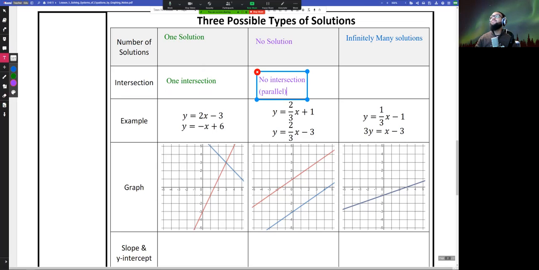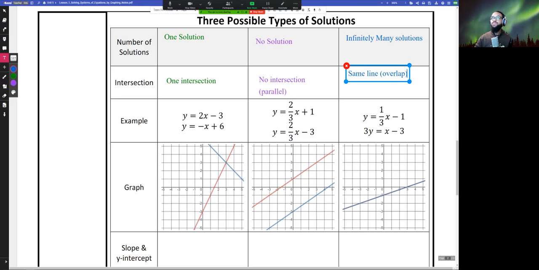And then if we have infinitely many solutions, if we've got one intersection for one solution, no intersections for no solution, and infinitely many, you might think infinitely many intersections, which wouldn't be wrong, but the way we're going to say it is it's just going to be the same line. All right, they're going to sit right on top of each other. Same line. They overlap.